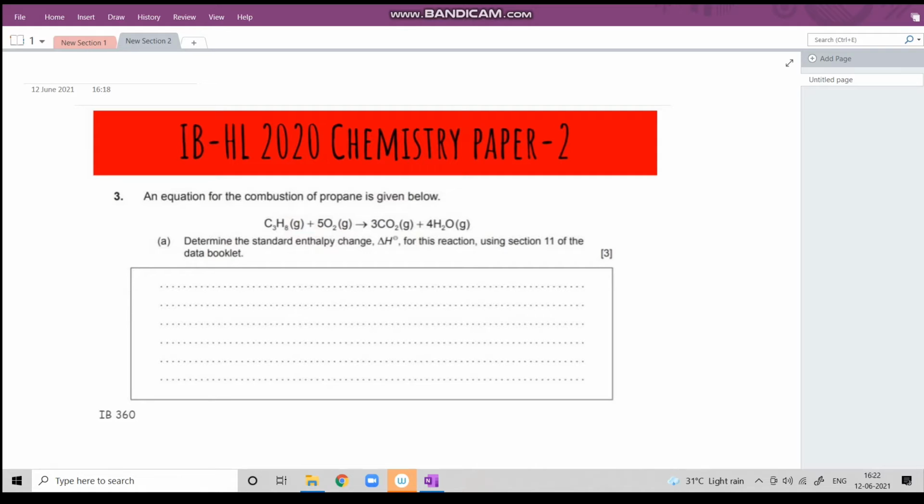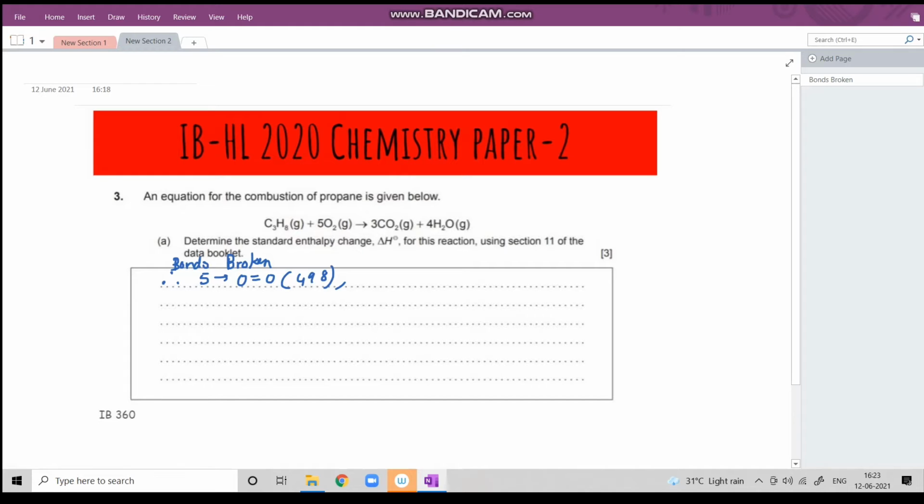Here, which bonds are broken? If we analyze, we can see that 5 O double bond O bonds will be broken. All of the O double bond O bonds will be broken, because on the product side you won't find any oxygen-oxygen bond. So let's make a list of bonds broken. First we have 5 moles of O double bond O, and the value from the data booklet is 498. The unit is always kilojoule per mole for all of the bonds.